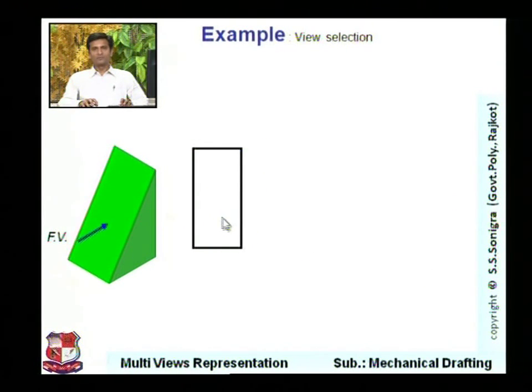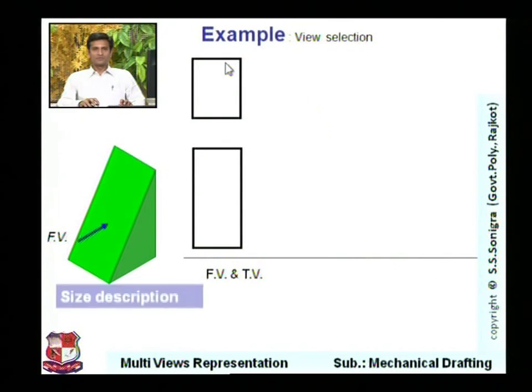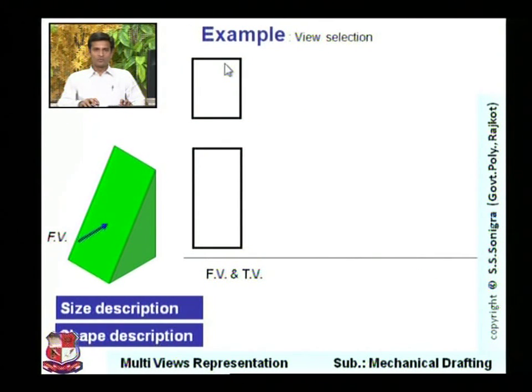So this is the front view, and height and width are known to us. The width of this object is this one, height of this object is this one, which is represented over here, width and height. Now this is the depth of this object, which would be visible in the top view as a height. This is D, drawn over here. Then draw the reference line. So this view is the top view.